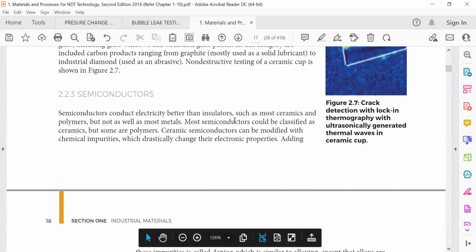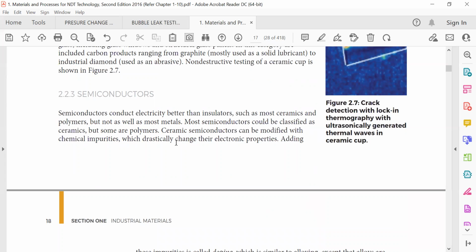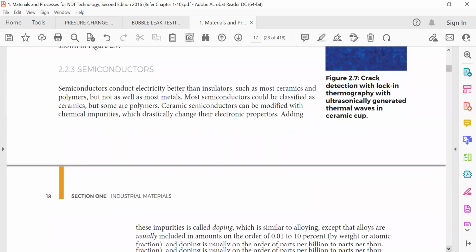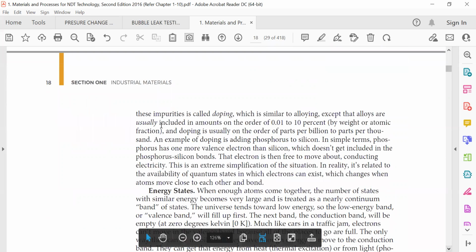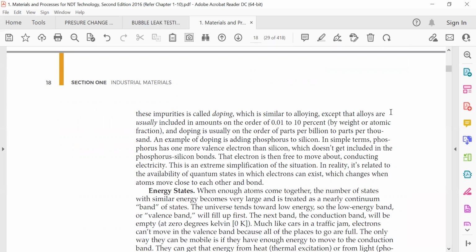Semiconductors conduct electricity better than insulators, such as most ceramics and polymers, but not as well as most metals. Most semiconductors could be classified as ceramics, but some are polymers. Ceramic semiconductors can be modified with chemical impurities, which drastically change their electronic properties. Adding the impurities is called doping, which is similar to alloying, except alloying elements are usually included in amounts of the order of 0.01 to 10% by weight. Doping is usually in the order of parts per billion to parts per thousand.